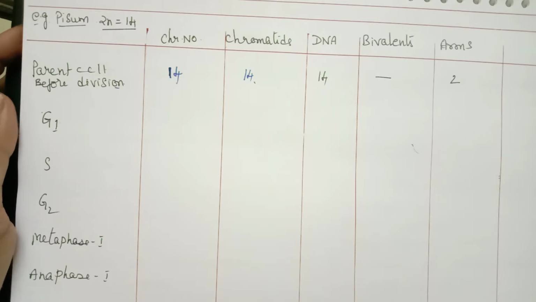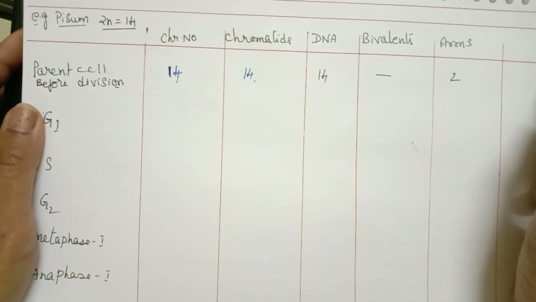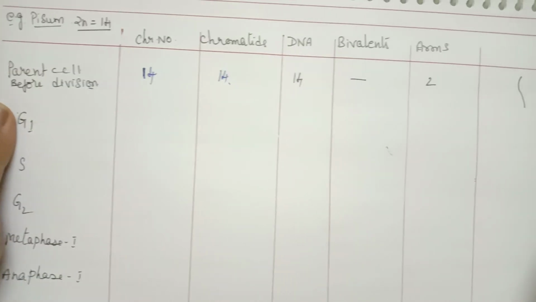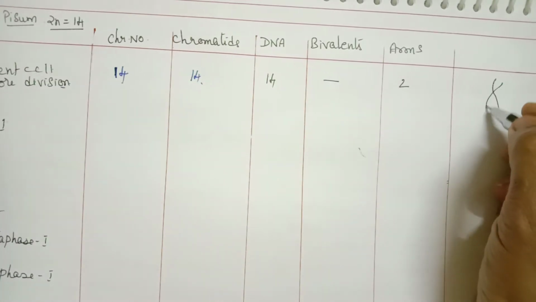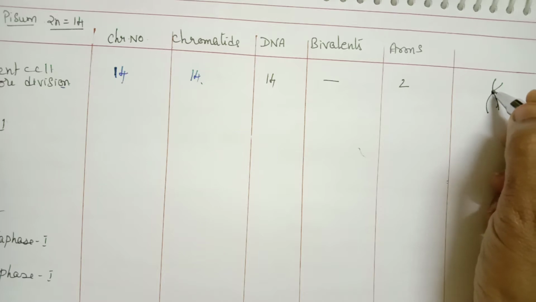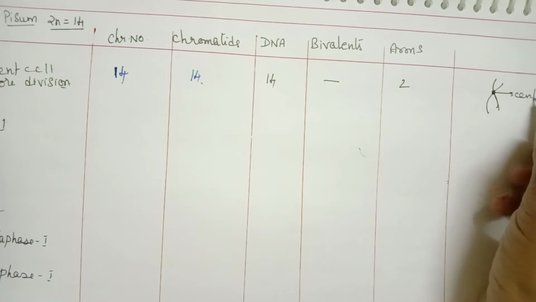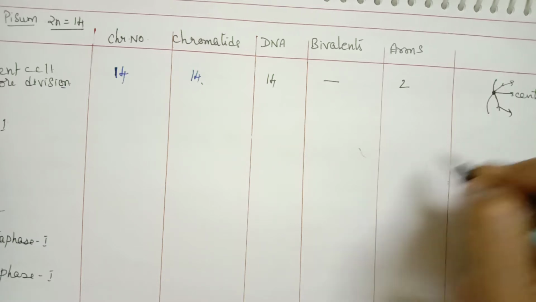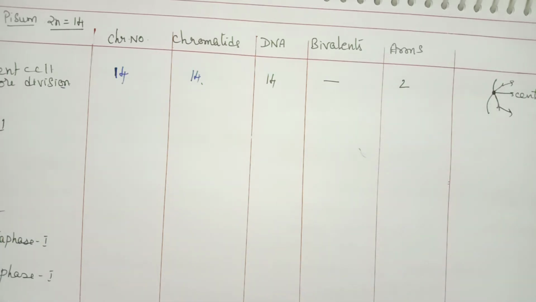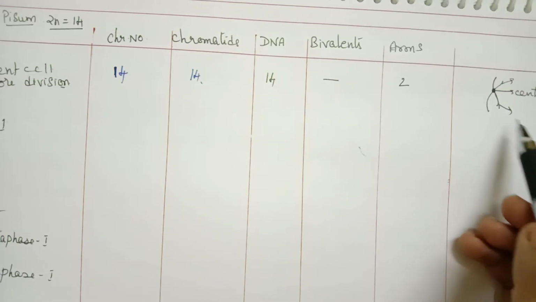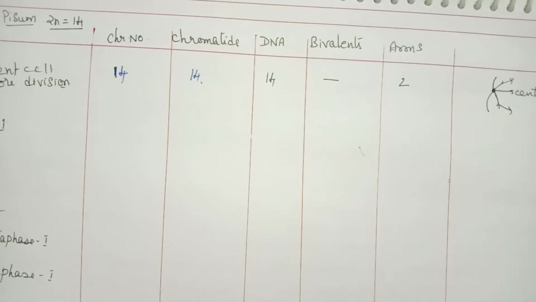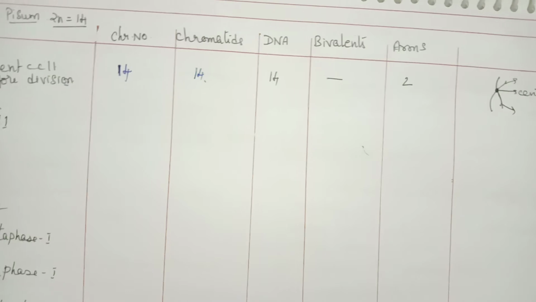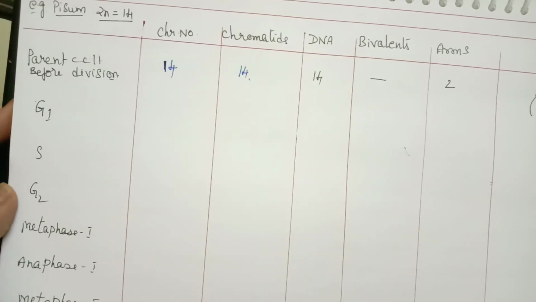Arms are the region of the chromosome. I'll just show here the region of the chromosome. Suppose this is the centromere. The region of the chromosome above and below the centromere. I will discuss this again in detail in chromosome structure, but for now you have to remember every chromosome will have 2 arms except if it is a telocentric chromosome. Okay, that is in case of a parent cell.